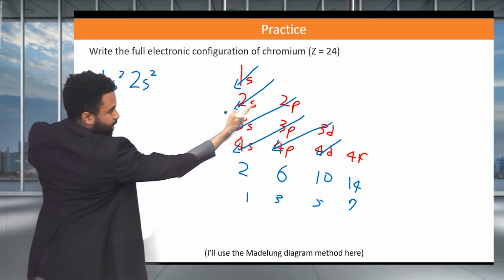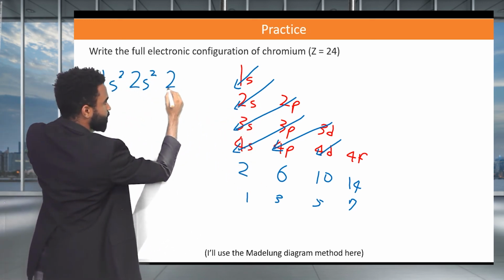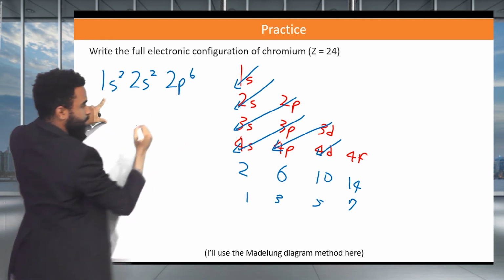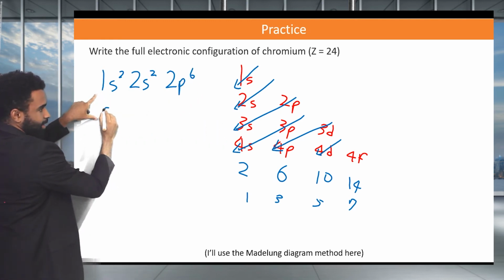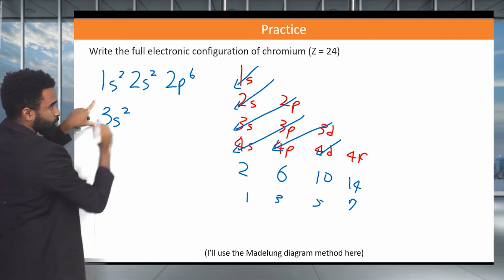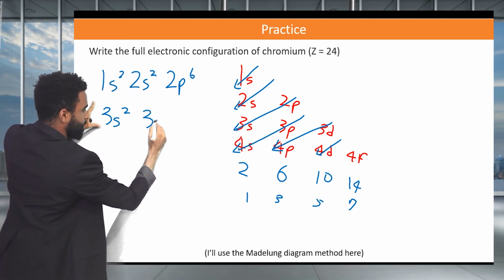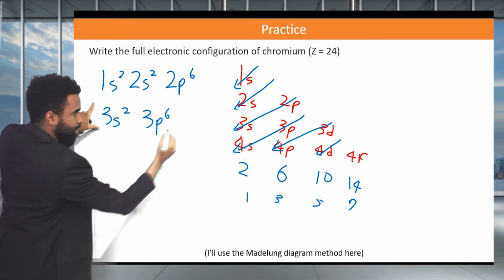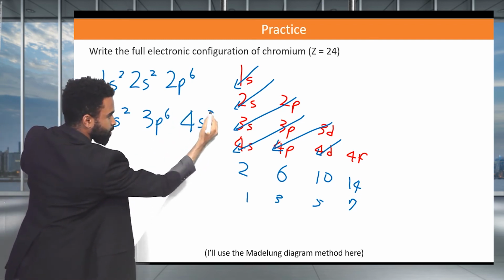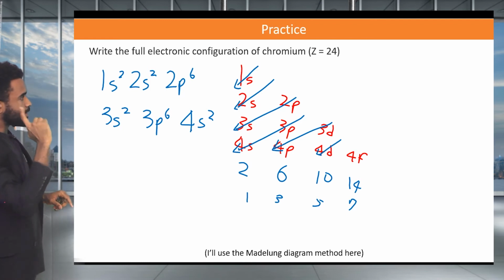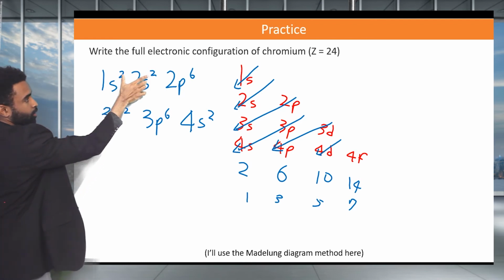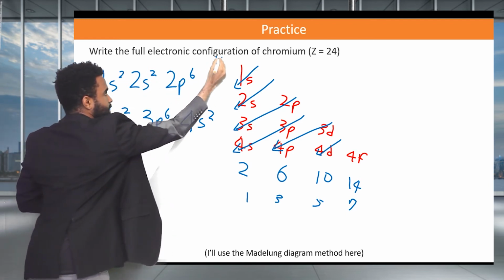Then what? 2p, 6 electrons can fit in there. Okay, I move to the next line. 3s2. Okay, then what else? 3p6, and then 4s2. All right, 4s2. Let's count. How many do we have so far? We have 4 there plus 6, so we have 10 there.